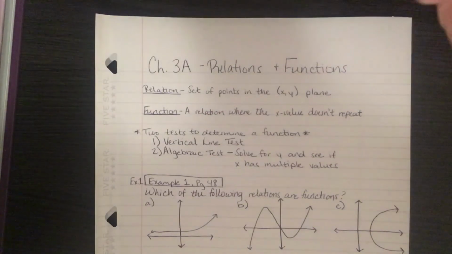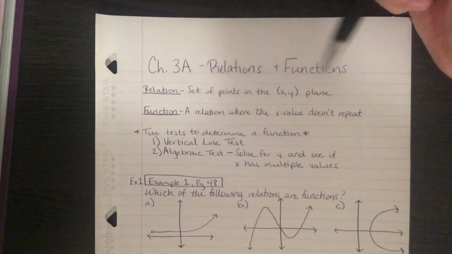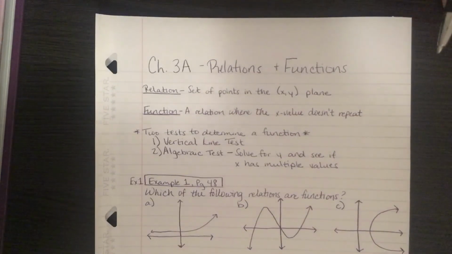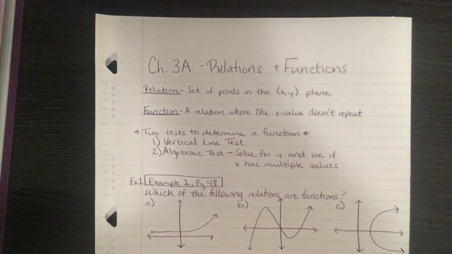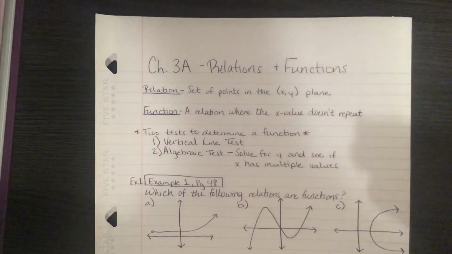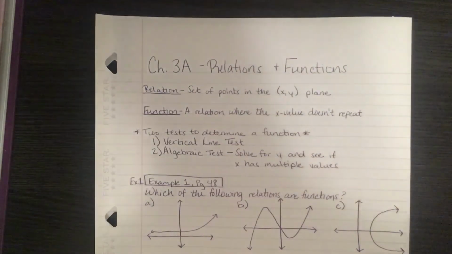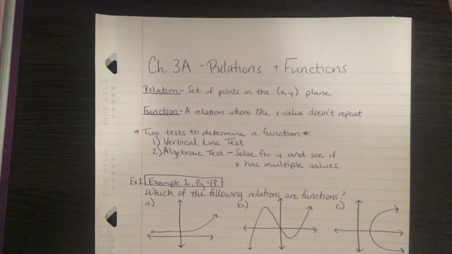A relation is a set of points in the xy plane. It can just be one coordinate. It could be an infinite amount of coordinates. It is just some set amount of coordinates. Now, a function is a relation. It's a special kind of relation, though. It's a relation where the x value doesn't repeat, so where the x value isn't assigned to another y coordinate. It only has one y coordinate that it's assigned to.